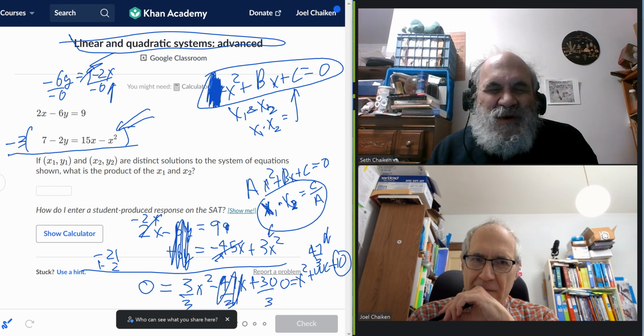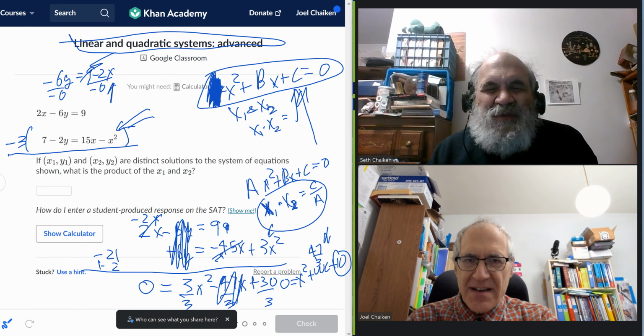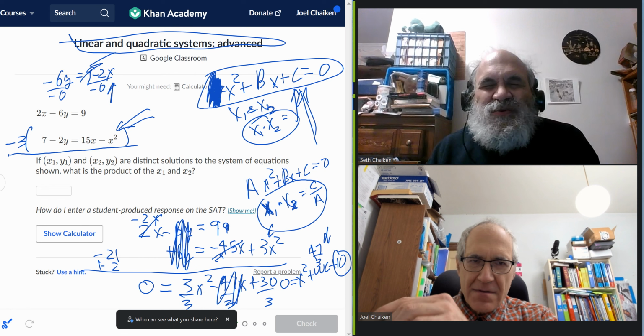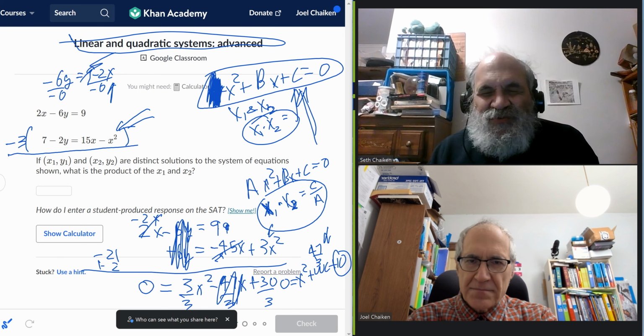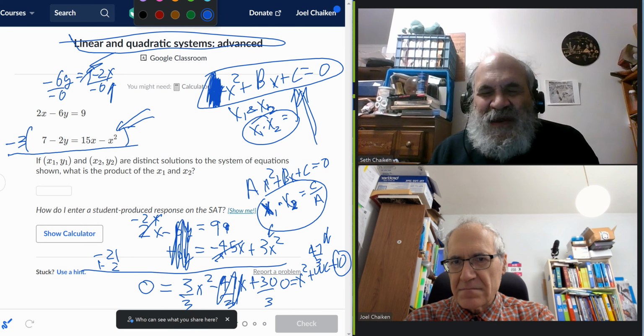Well, it is given as a system. Yeah, and the highest power reduces to a quadratic system. But the essence of this problem is really this. The issue with this problem is knowing the fact that the product of the roots, when it's in general form A, B, and C, as you wrote it, is C over A.